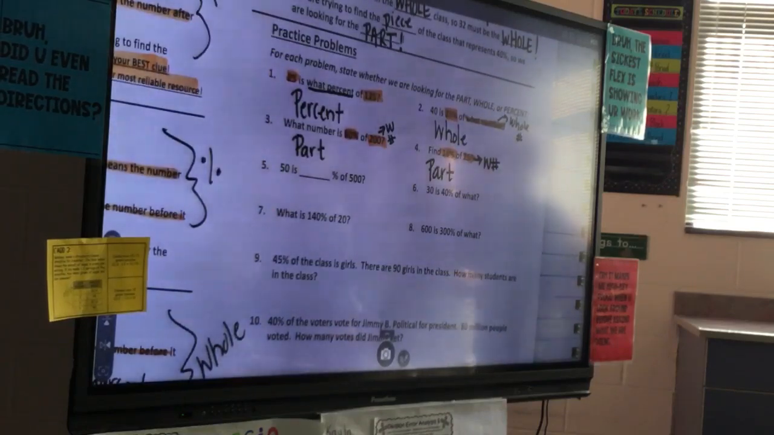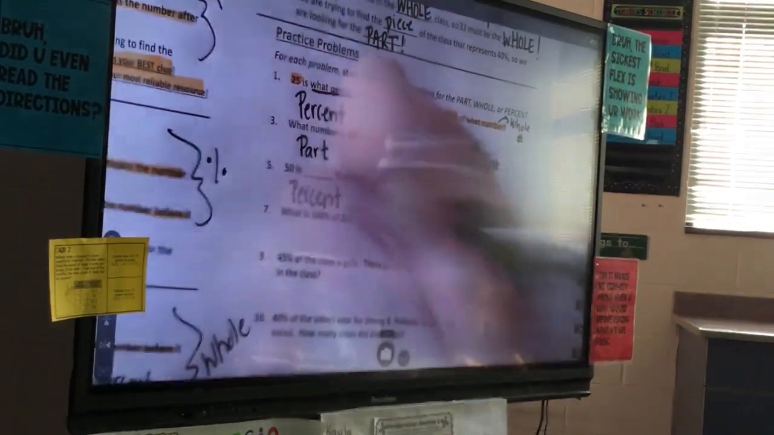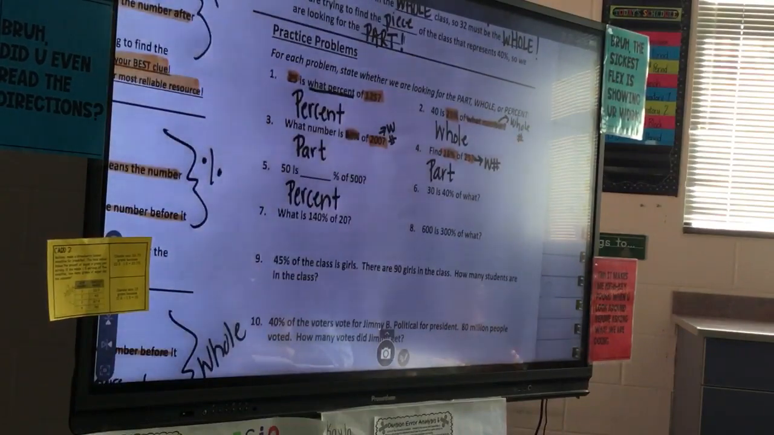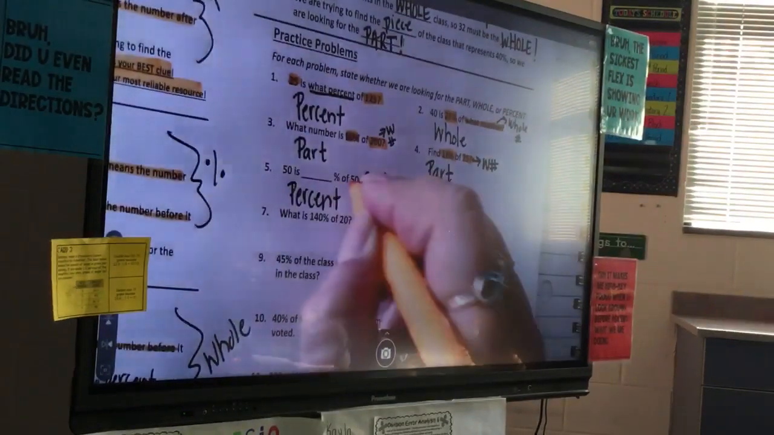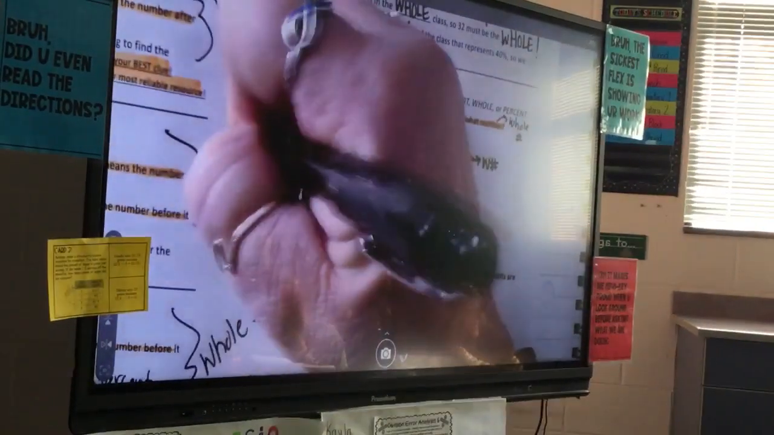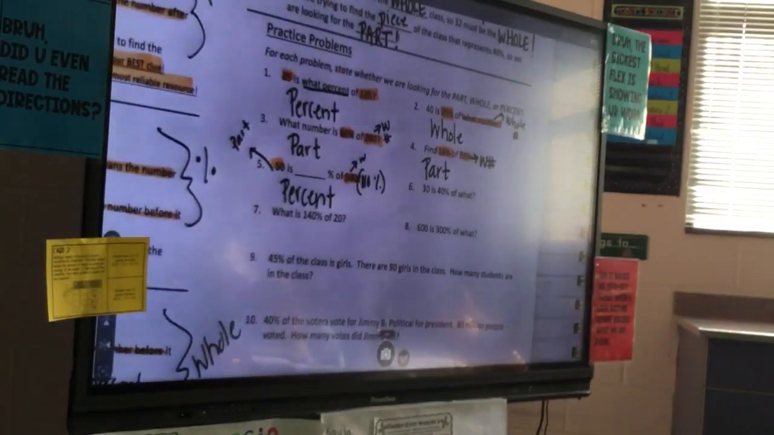Alright, so this is a percent because what doesn't it have? What does it not have? Alex? Right. So it has no percent. Alright, and then obviously 550. So this is your part, and this is your whole. Alright, number 6. 30 is 40% of what? Alright, stand up if you picked part. Stand up if you picked whole.